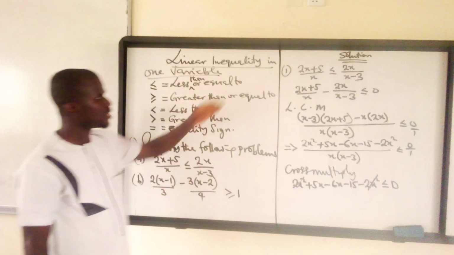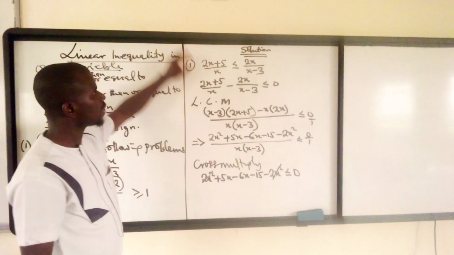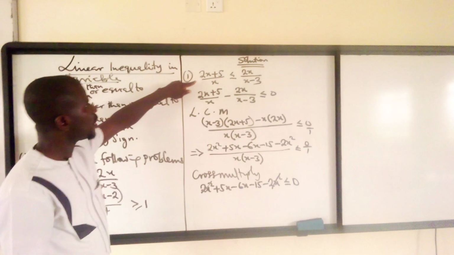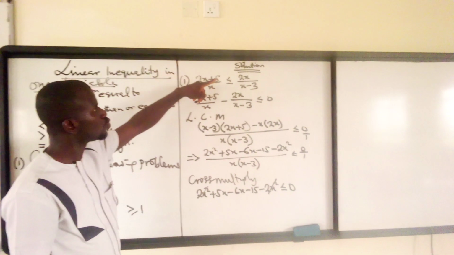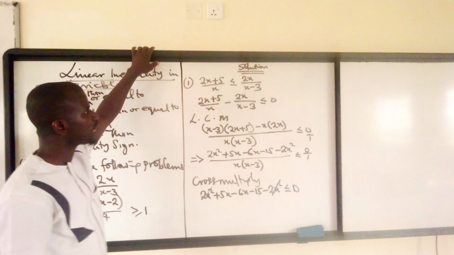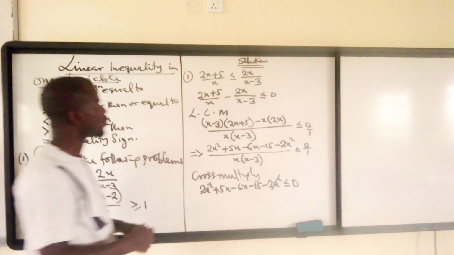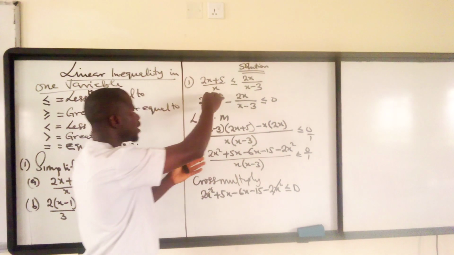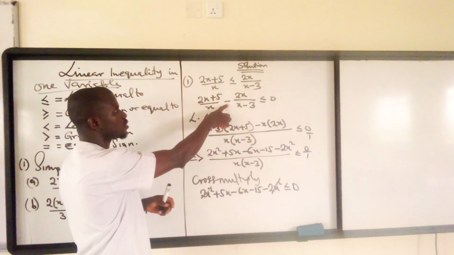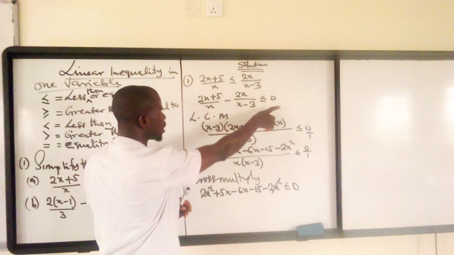Now we start by saying solution to number 1. (2x + 5) divided by x is less than or equal to 2x divided by (x - 3). So first of all, we can transfer this over here, thereby having the sign as minus. We say less than or equal to 0.